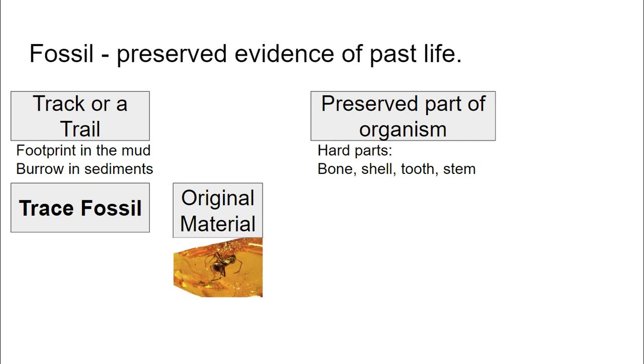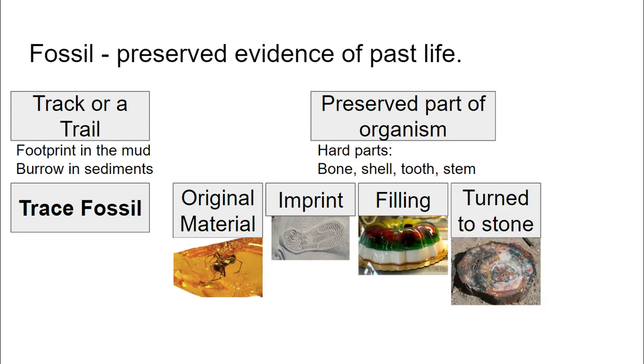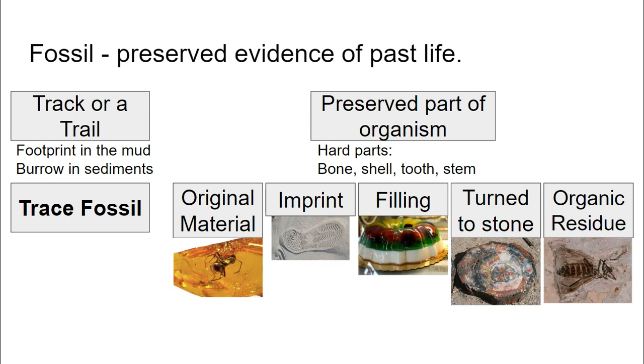These preserved parts can look like maybe original material, like this spider that was trapped in amber. Amber is a hardened tree sap that turns into a rock. You can have an imprint or a filling. Those would all be ways that you could preserve body parts of organisms. You can have it turned to stone. You could have an organic residue left behind. These different types of fossilization are going to have specific names associated with them.